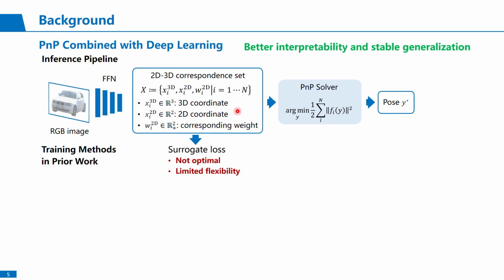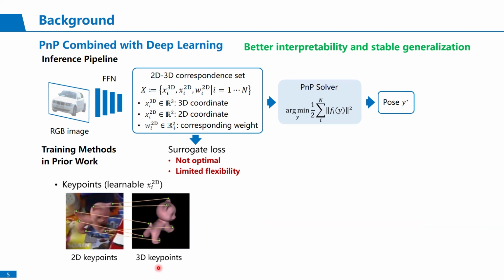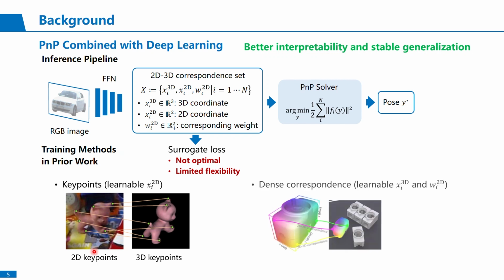Most of the methods rely heavily on a surrogate loss that supervises these intermediate variables, which is not optimal for best pose accuracy. For example, some define a couple of 3D keypoints in the object frame, so the goal is to find the 2D keypoints in the image. Another example is dense correspondence, where every pixel of the image is taken as a 2D point, so we need to predict the dense 3D coordinates and the segmentation mask. However, none of these methods are flexible enough since only a part of the variables are learned.